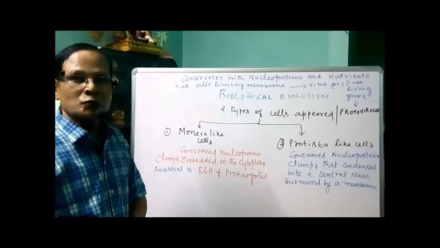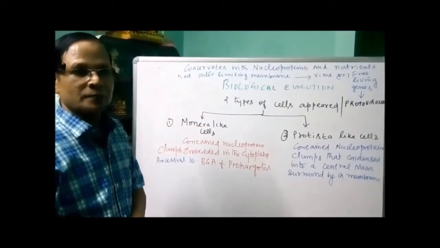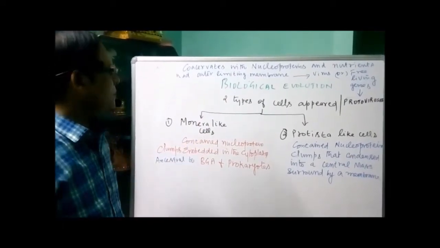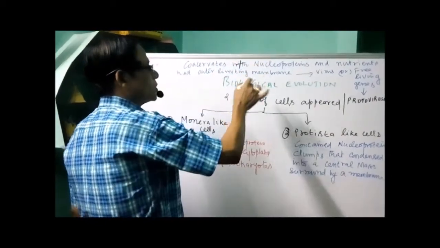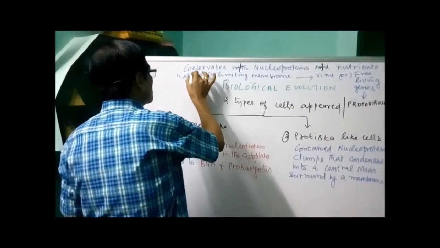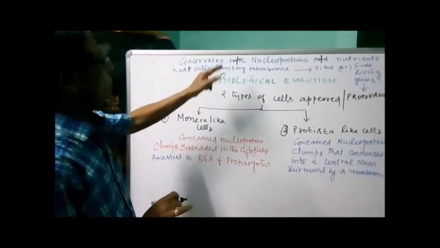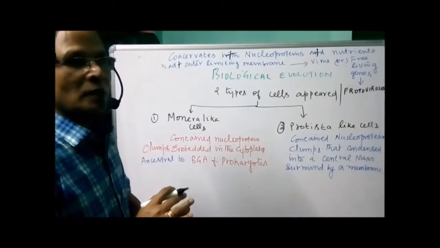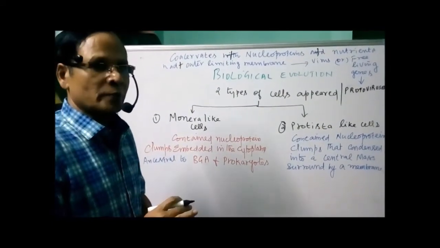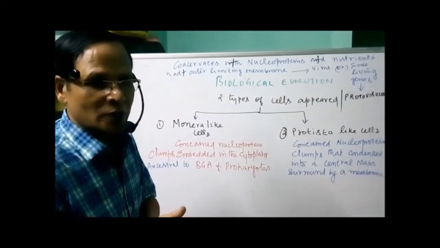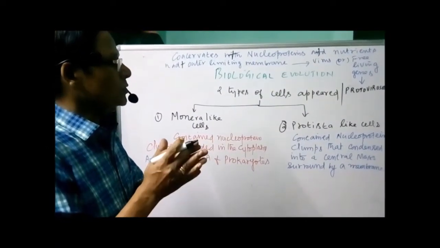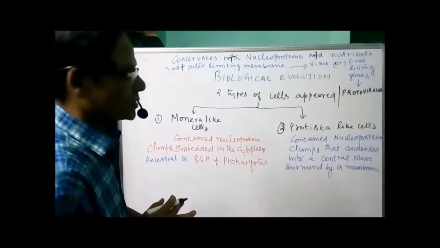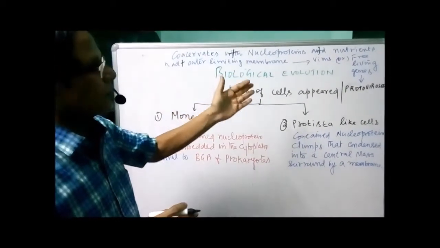Co-aggregates with the nucleoproteins and nutrients had an outer limiting membrane that had the properties or the characters of viruses or free living genes. That means co-aggregates plus nucleoproteins plus the nutrients plus outer limiting membrane together have the properties of viruses or free living genes. And subsequently what happened? The free living genes combined together to form protoviruses, similar to the modern viruses.